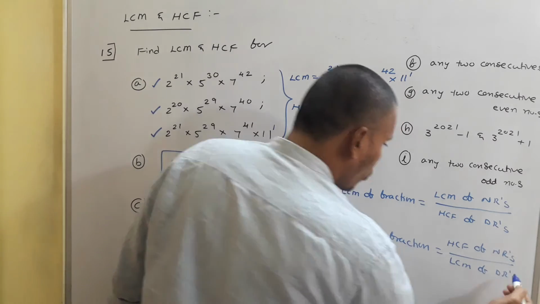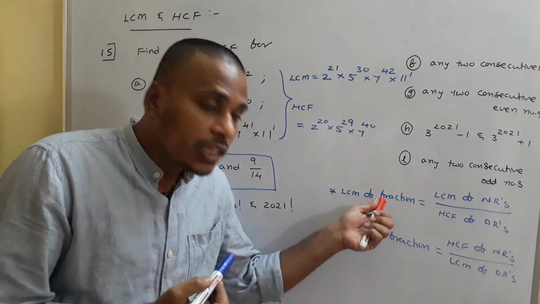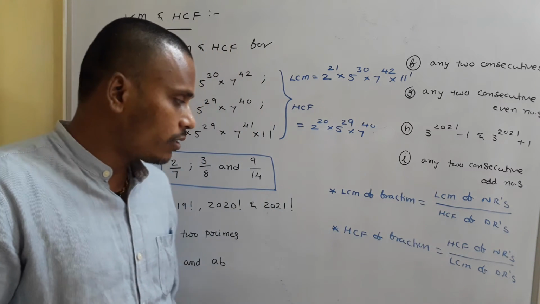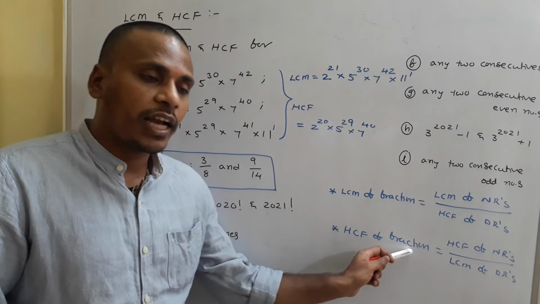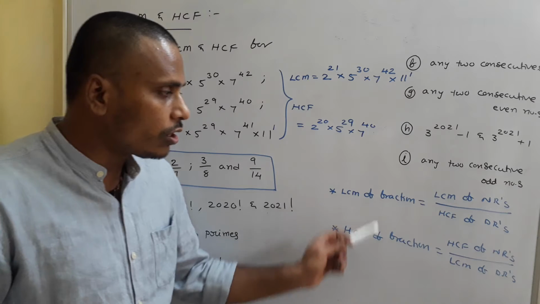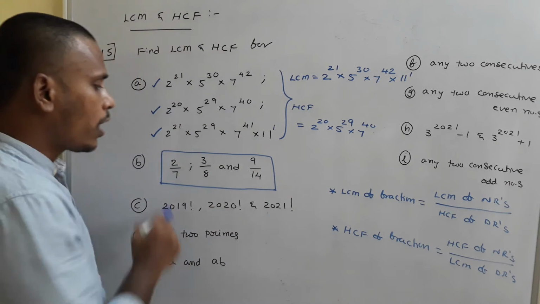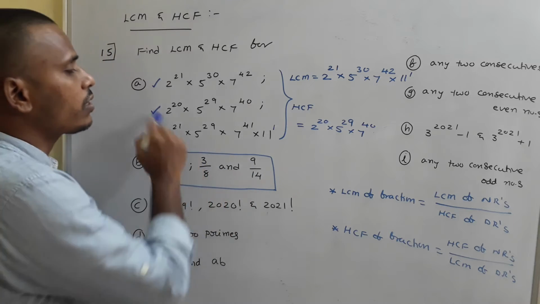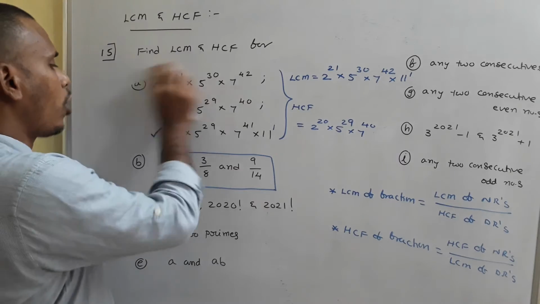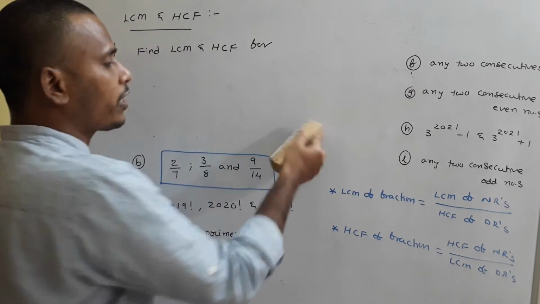You just observe these two. If you are trying to find the LCM of fractions, in your answer you need to use LCM for numerators and HCF for denominators. If you are trying to find the HCF of fractions, use HCF for numerators and LCM for denominators. Using this, it is now easy to find LCM and HCF for these three fractions. I am going to erase part A because it is very clear for all of you. So you just think about the LCM of the fractions.